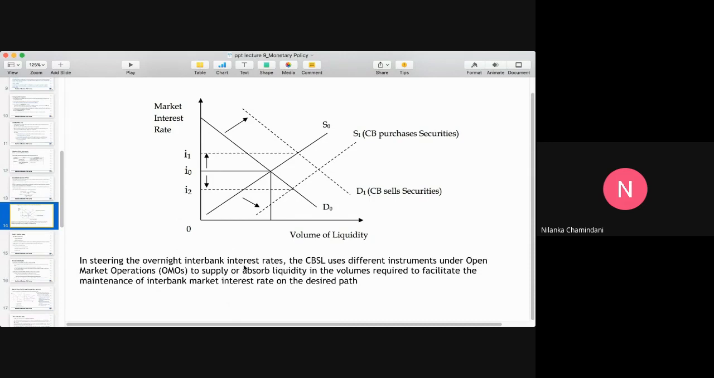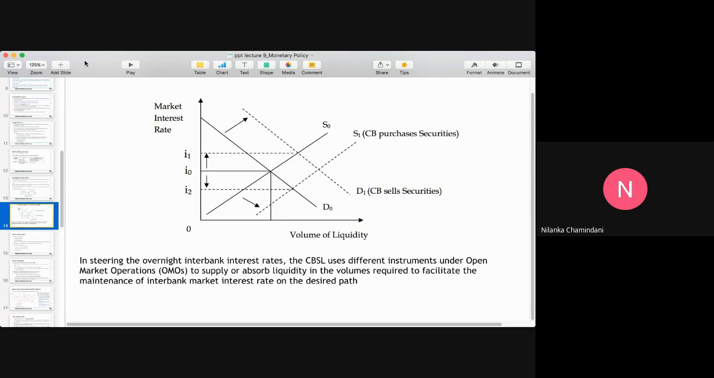The central bank uses different instruments under open market operations. Different instruments means there are different types of securities that the central bank can use. There is a list of things. Not only securities, there is a list of instruments. So anyhow, by using any of these instruments, the central bank tries to supply or absorb liquidity.